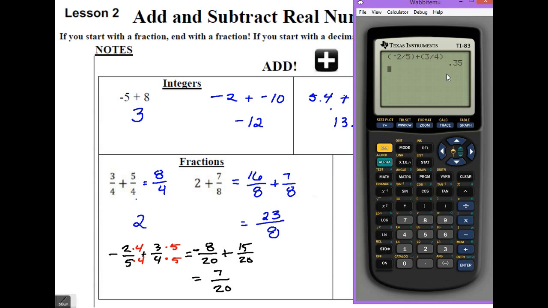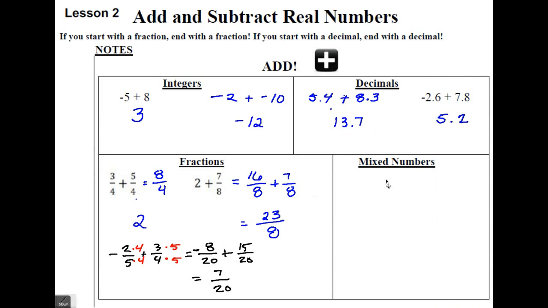Press enter. Notice that we get a decimal, but there is a way to change that. The way you do that is you're going to press math enter, and then now you have your answer to convert to fraction, and you just press enter one more time and you get 7 over 20, which is our answer right here. Okay, alright, moving on.